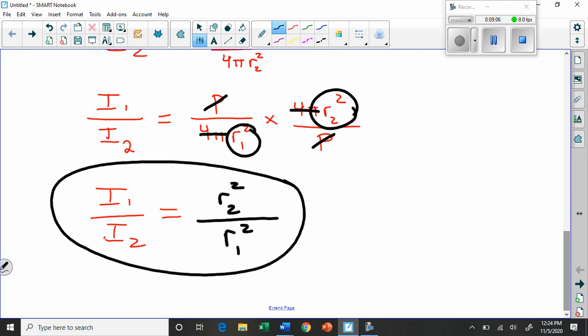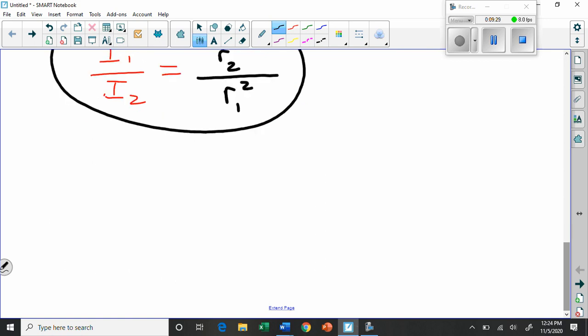Two things to notice. On the left side, it's I1 on top of I2. On the right side, it's R2 on top of R1 because of that reciprocal thing. So you've got to not confuse that. And of course, the R's have to be squared. And so we can use that to figure out how much louder something is depending on how far away it is. I'll give you an example.